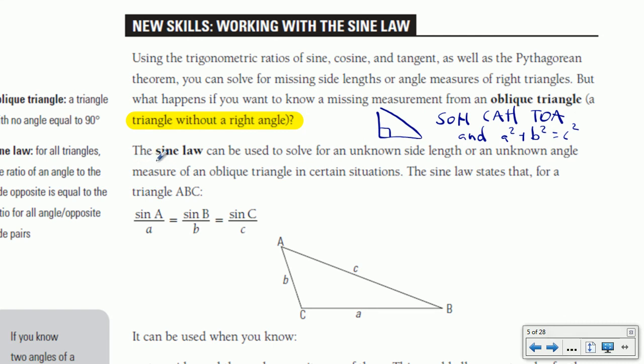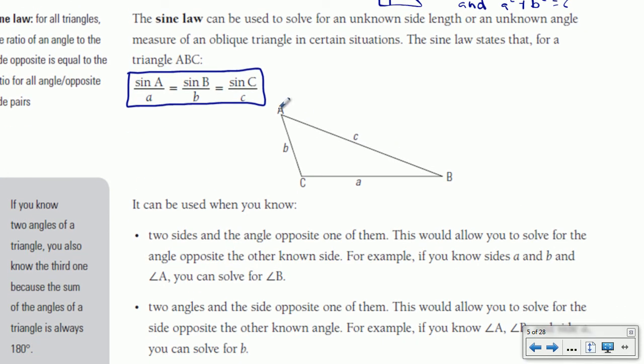So the first thing we're going to do to tackle that problem is the sine law, which we can use to solve an unknown side length or an unknown angle of an oblique triangle in certain situations. The sine law states this for a triangle ABC. The important thing with this is the labeling convention. The angle here, capital A, has a corresponding side, lowercase a. So the angles are always capitals, the side lengths are always lowercase letters.